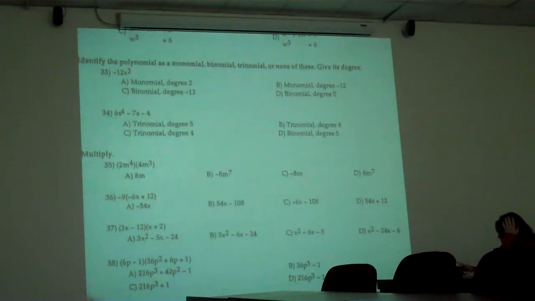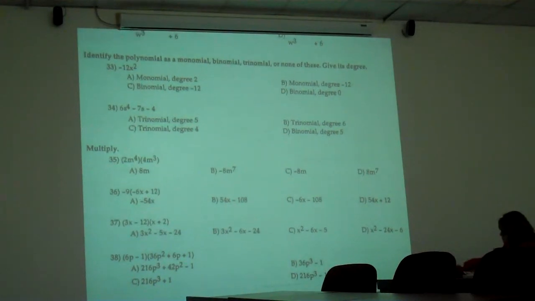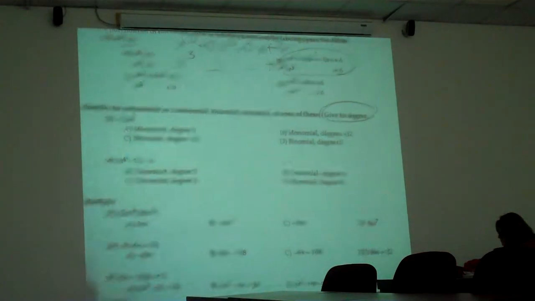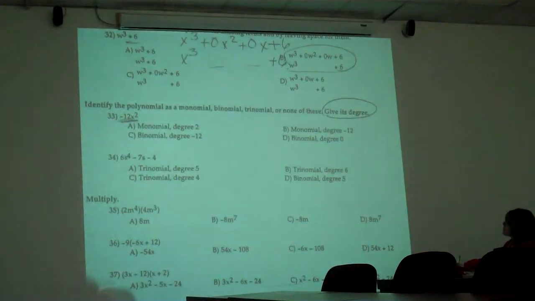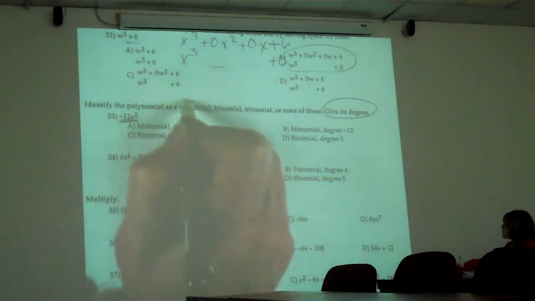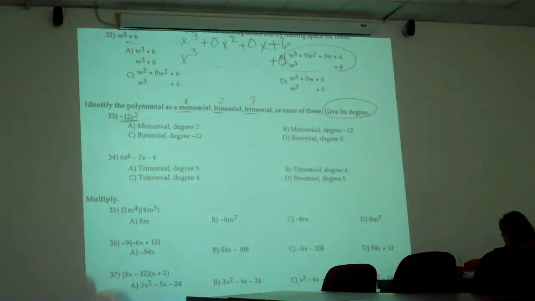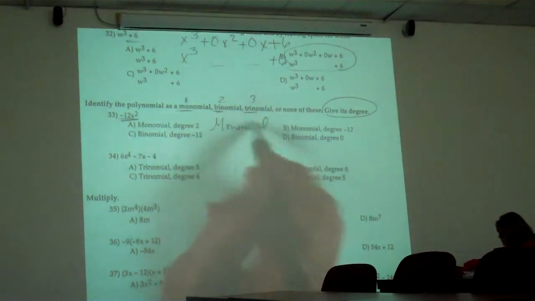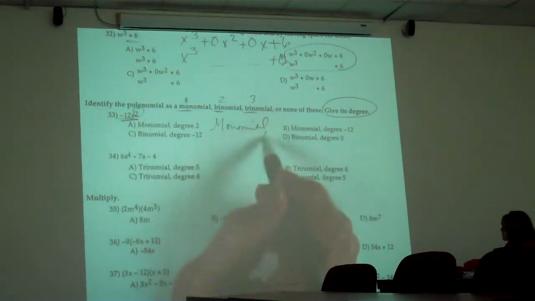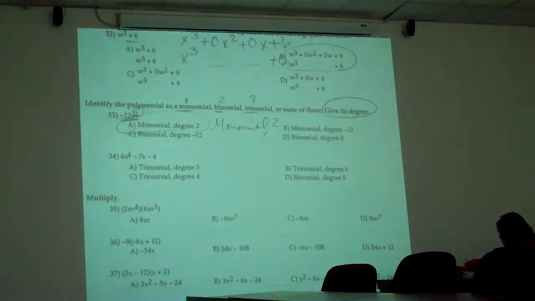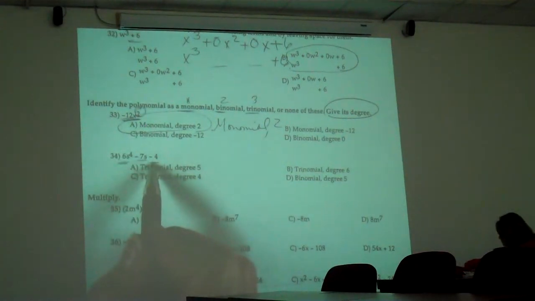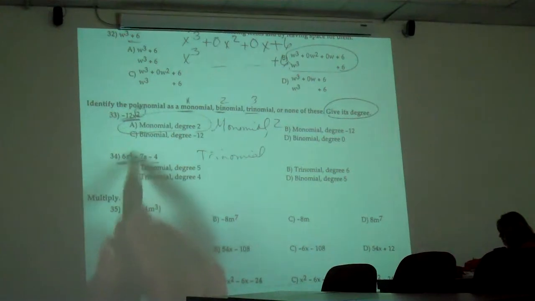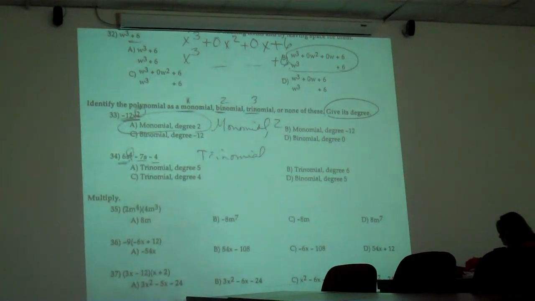Identify the polynomial as a monomial, binomial, trinomial, or none of these, and give its degree. So you have to say what it is first. There's only one term. Monomial is 1, bi is 2, tri is 3. Okay, one term, so it's a monomial. What is the degree? The exponent, 2. What kind of term is this? Trinomial. And what is its degree? The biggest exponent, 4.